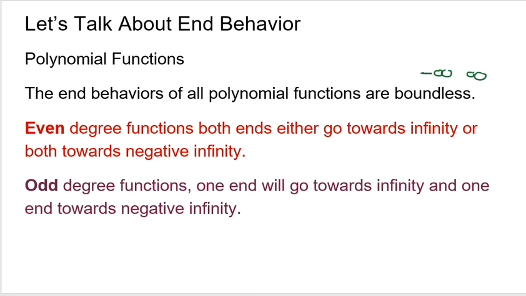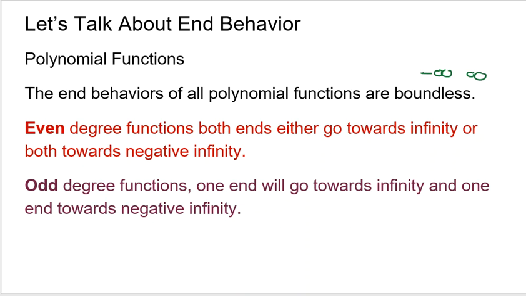Now remember, if you're talking about polynomial functions, if you have an even degree, that means both ends are going up or both ends are going down. So x squared, x to the 4th, x to the 6th, x to the 8th. Both ends are going up or both ends are going down. How do you know if they're going up or going down? Well, that depends on the leading coefficient. The leading coefficient is positive, they're both going up. Leading coefficient negative, they're both going down.